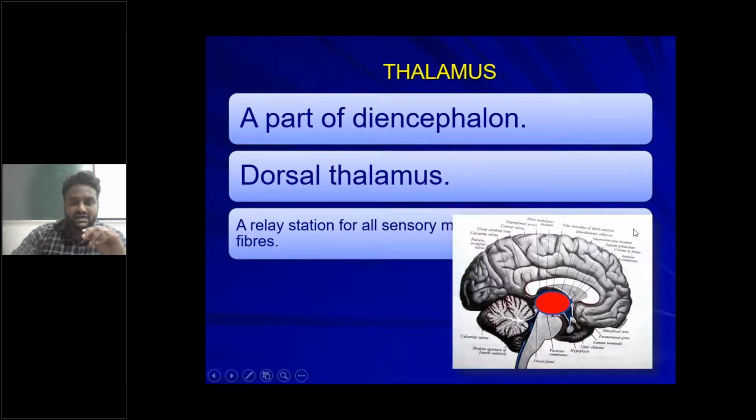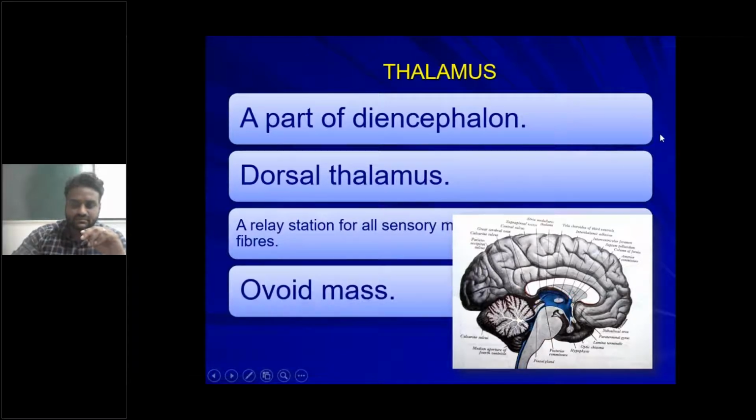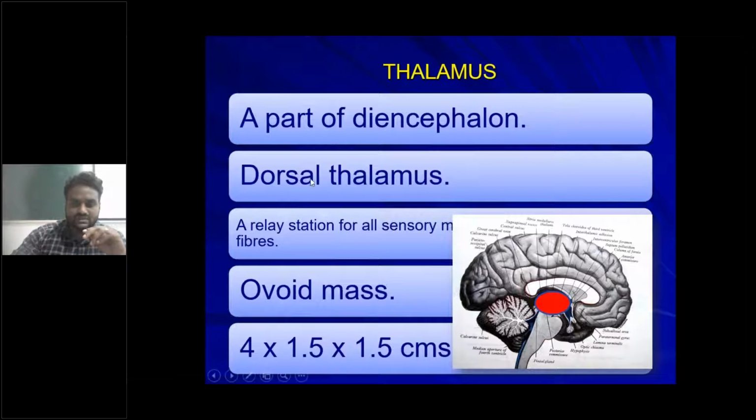And this is the relay station for all sensory modalities except olfactory fibers. This is the important point. So the thalamus is the relay station for all sensory modalities except olfactory fibers. And the shape is ovoid. And these are the measurements of the thalamus.